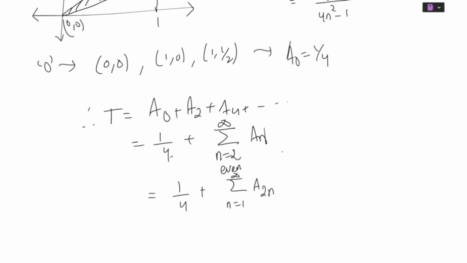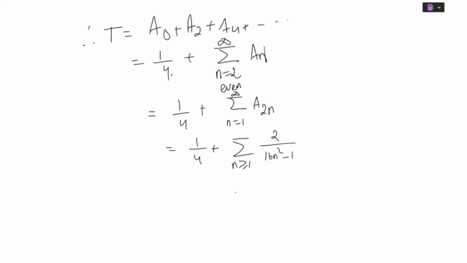Now, 2 by 4n square plus 1, let me put the value here. So it's basically summation n greater than or equal to 1, 2 by 16, so it's 16n square minus 1. So let us evaluate this value, 1 by 4 plus 2 times 1 by 16n square minus 1, it's basically 4n plus 1 whole into 4n minus 1. So if you were to do this, it would simply write like this, n greater than or equal to 1, 1 by 4n plus 1 and 4n minus 1.